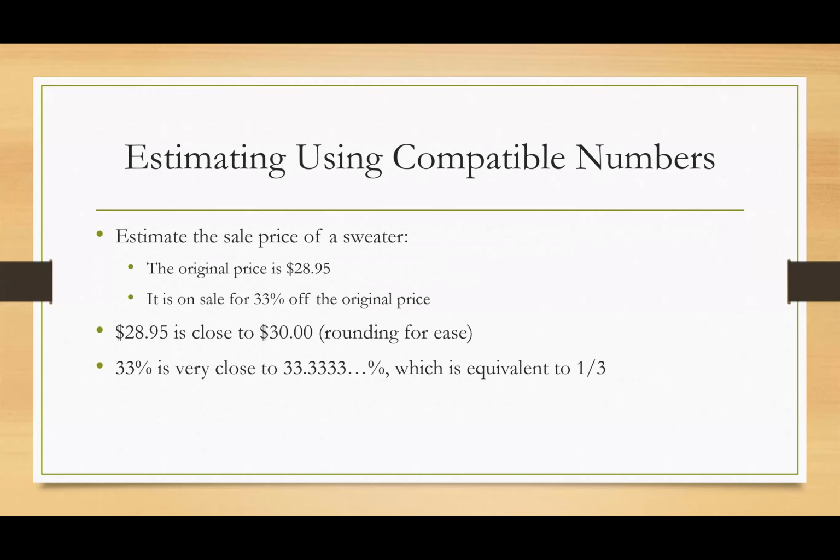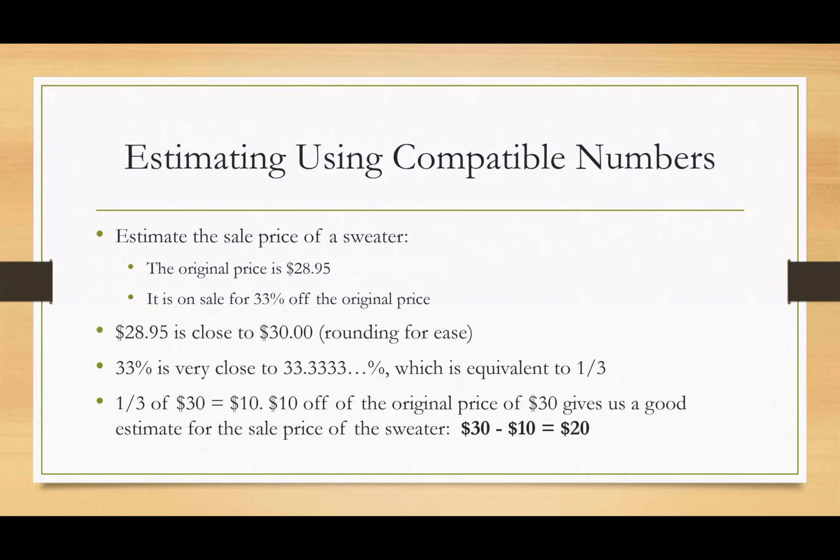Next, we want to notice that 33% is very close to 33.3 repeating, which is equivalent to 1/3. Now, these two numbers happen to work very well together because 1/3 of 30 is 10, and $10 off of the original price of $30 gives you a very good estimate for the sale price of the sweater, because $30 minus $10 tells us that sweater is going to be about $20.